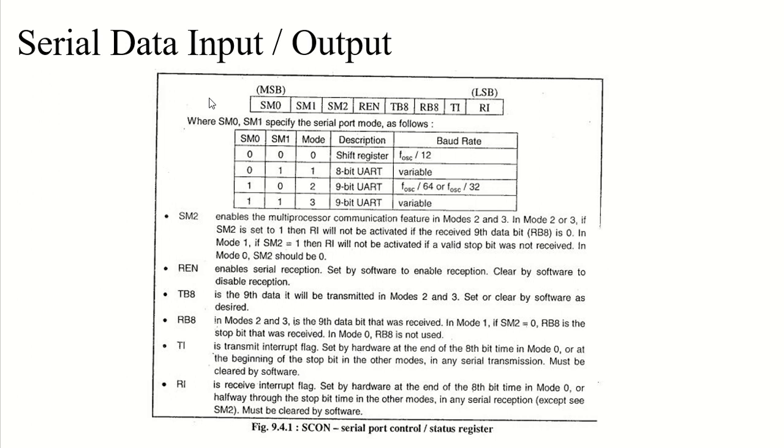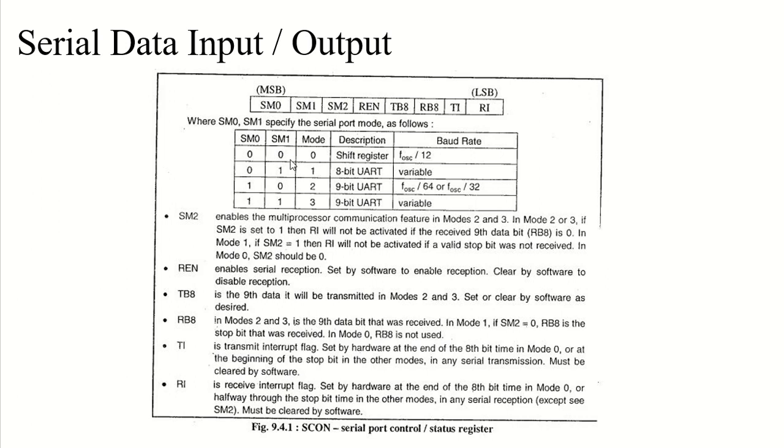And how do these 4 modes behave? So mode 0 behaves as a shift register, mode 1 is 8-bit UART, mode 2 is 9-bit UART with fixed baud rate, and mode 3 is 9-bit UART with variable baud rate. And SM0 and SM1 specify the serial port modes, as shown in the table here.